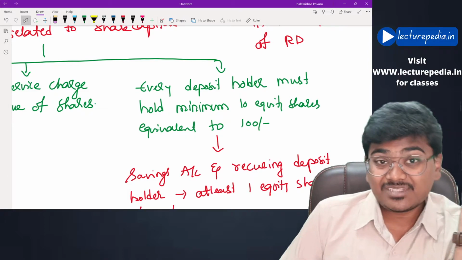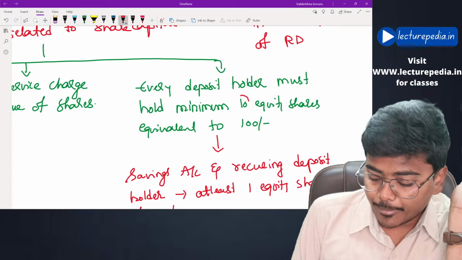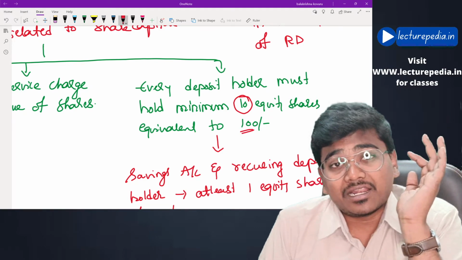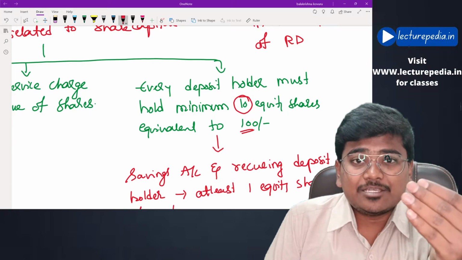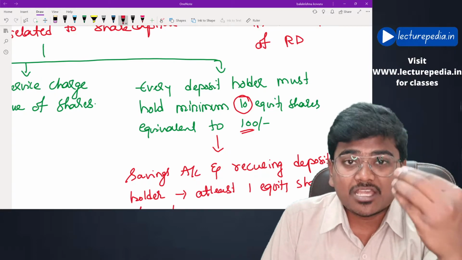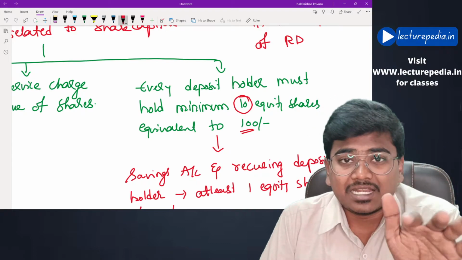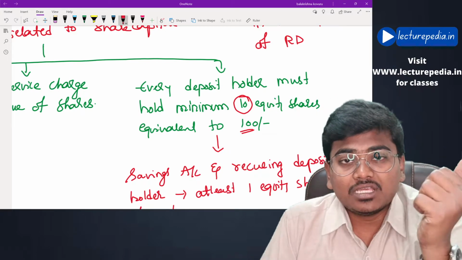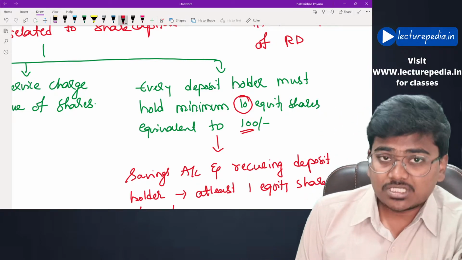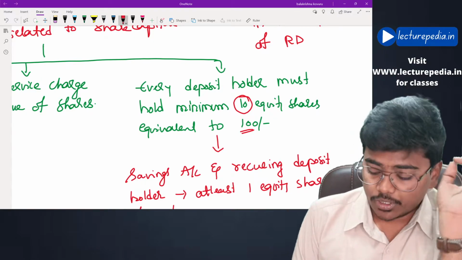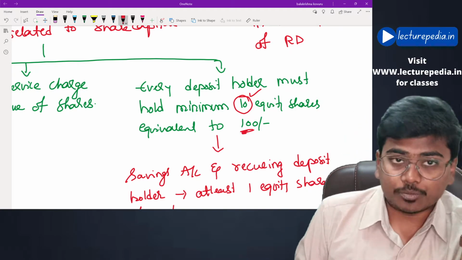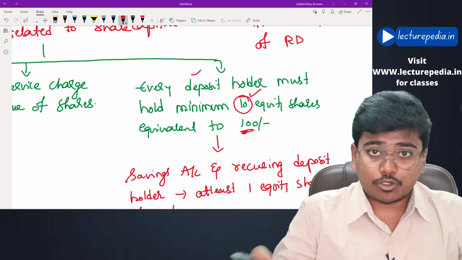And every deposit holder must hold minimum 10 equity shares in the Nidhi Limited equivalent to rupees 100, because we have already discussed that Nidhi can do business of borrowing or lending only with the members. Thereby, if at all any person is holding a deposit in the Nidhi, then he must also be the member of the Nidhi. Thereby, the deposit holder who is also a member must hold at least 10 equity shares equivalent to value of 100 rupees. That is in case of fixed deposit holder.